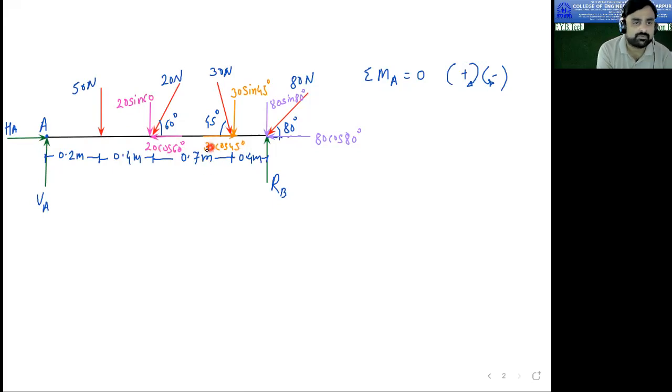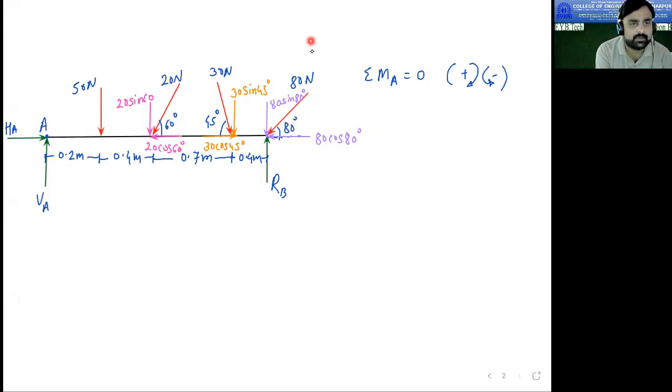Then this 30 cos 45, it is moving towards the right side, but if you take its line of action backwards, it is also passing through point A. So the moment of 30 cos 45 is also 0. Now this 80 cos 80, its line of action is also passing through point A. So its moment is also 0.